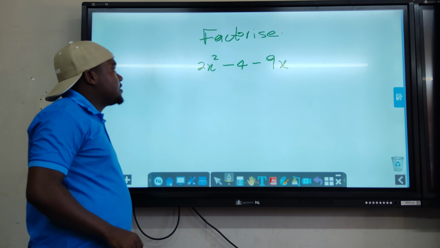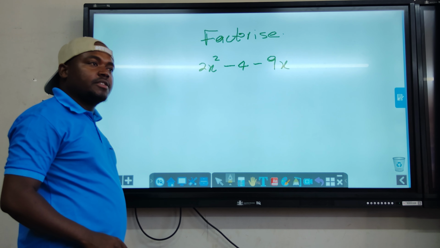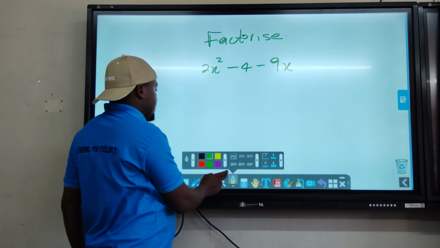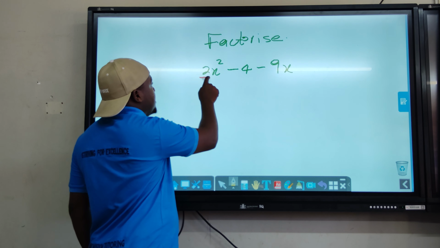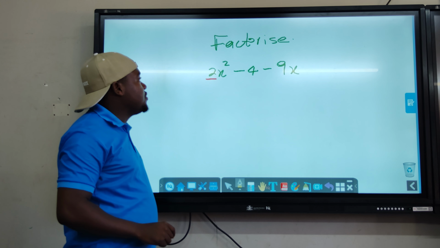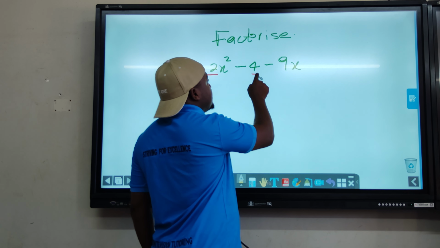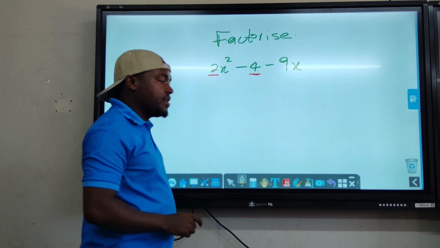So the question says factorize. It's an instruction. Yeah? So when we are looking at it, we have a coefficient of x squared, which is 2. And we have a constant which is in between. So people can make a mistake.